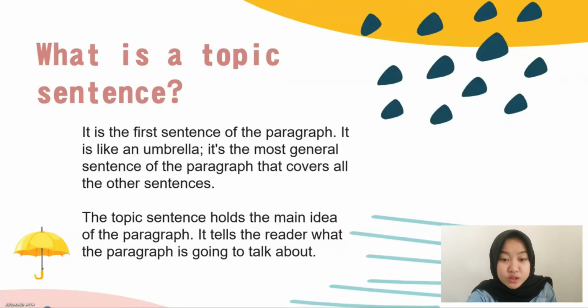Now, why is it so important? Why is the topic sentence such an important part of a paragraph? It's because it holds the main idea of the paragraph. In other words, it tells the reader what the paragraph is going to talk about. So basically, if you have a good topic sentence, after I read your topic sentence, I should know exactly what the other parts of the paragraph are going to tell me. What are all the other sentences going to be about? That would be a very good topic sentence.